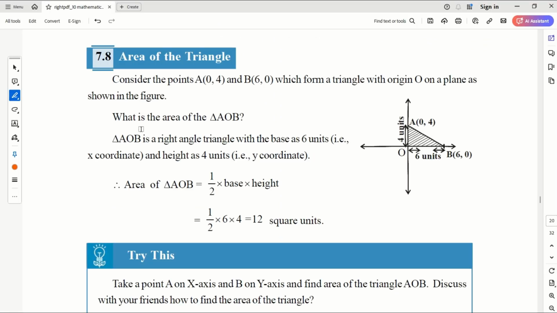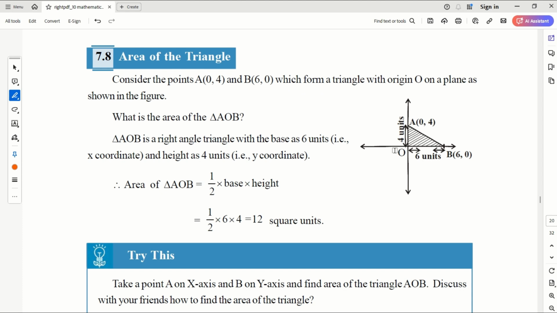Okay. Now let's go to the area of triangle section. Now let us learn how to calculate the area of the triangle in a coordinate plane. If you see the diagram, the coordinates are given for A and B. A is 0 comma 4 and B is 6 comma 0. They form a right angle triangle with the origin, that is 0 comma 0.